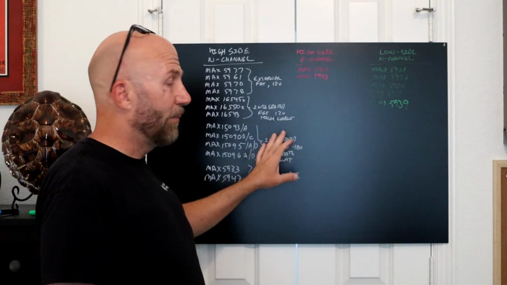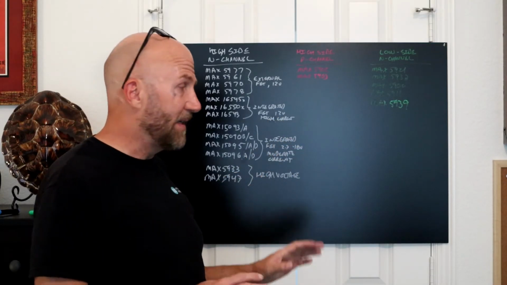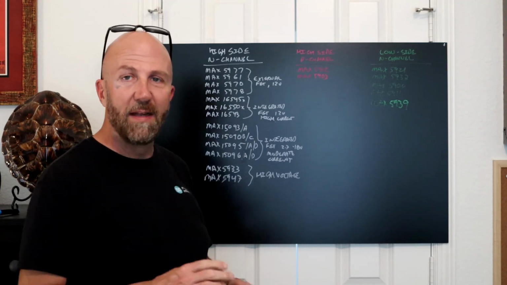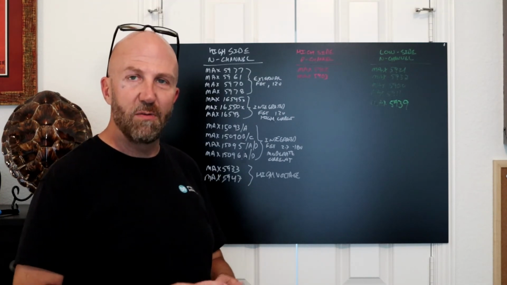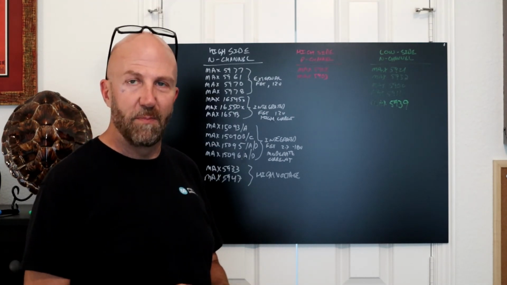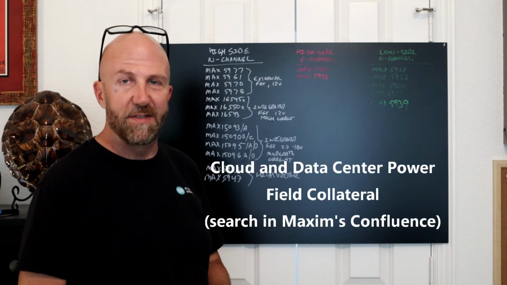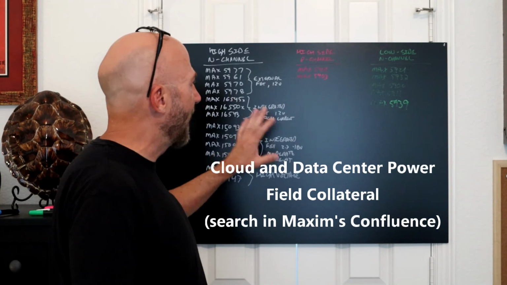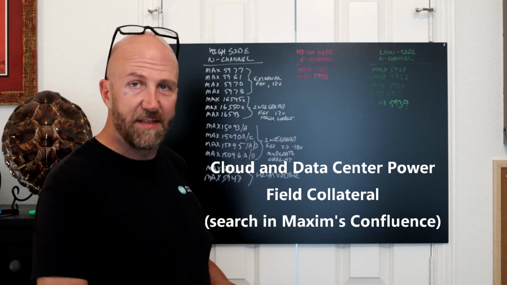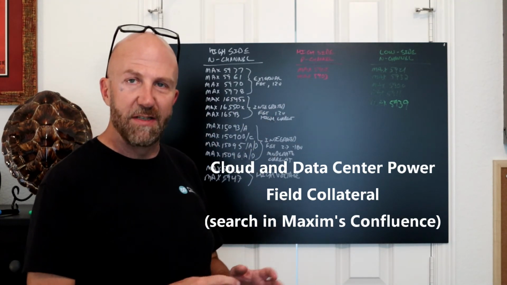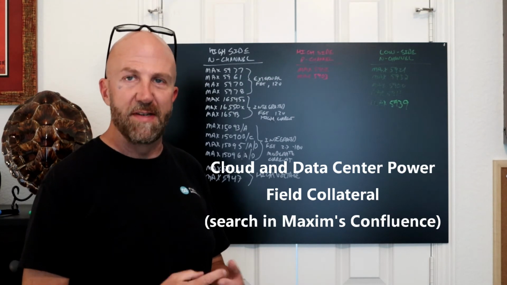Again, these are not comprehensive lists. There are other parts, but these are some key parts that you're going to see. If you want to see the full range, please go to the parametric search under Maxim's hot swap products, or go to the Cloud Data Center Power Field Collateral site space, where we have a lot of the newest ICs listed in an organized way with all their support materials and documentation.